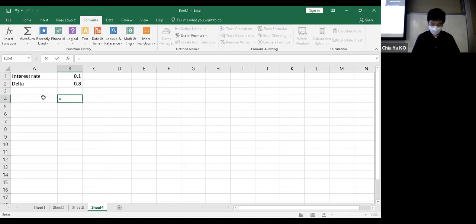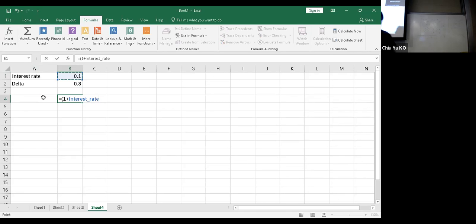Interest rate, okay. And then maybe I want to calculate the interest rate, right? Then it will be this, and you can do this plus this guy, right? And you can immediately see that it has changed to this one. Then maybe you can raise it to the power 2, right?